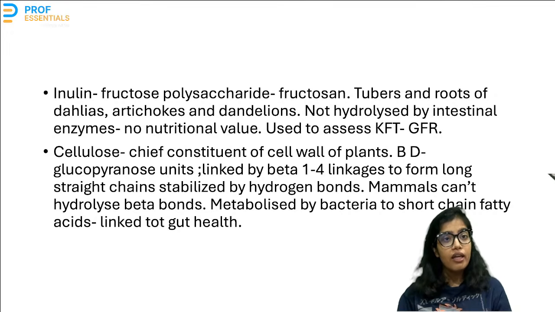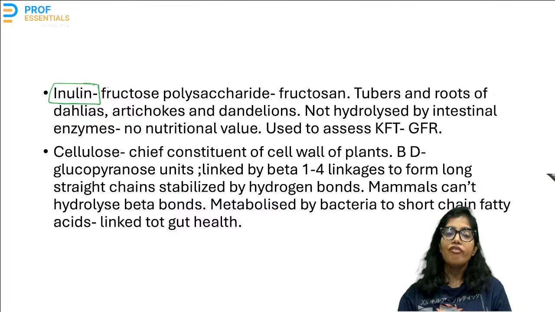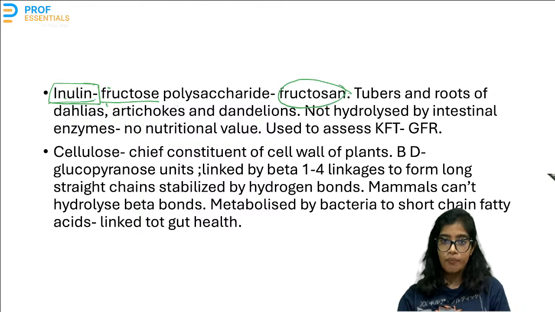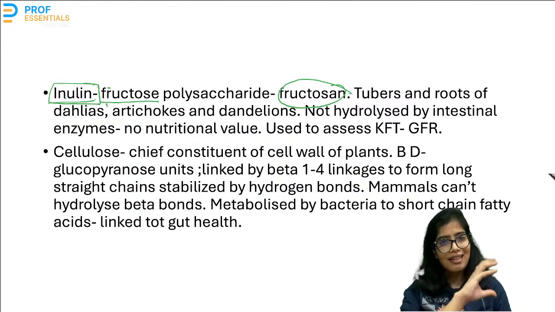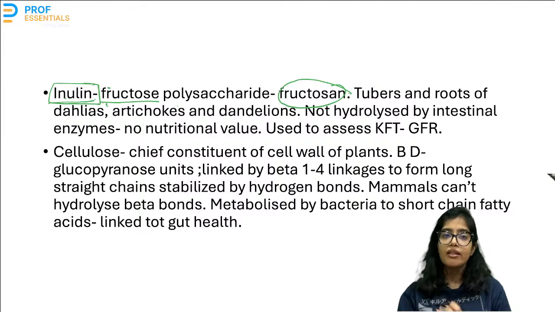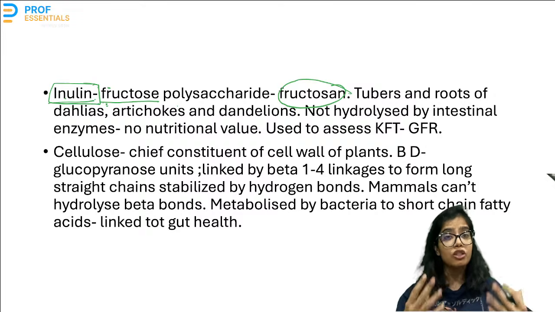Next, inulin. Inulin is extremely different from insulin. Insulin is a protein. Inulin is a saccharide. Inulin is a fructose derivative. It is derived from fructose. Therefore, it is called fructosan. Now the tubers and the roots of plants like dahlia, dandelion, and artichokes contain inulin. Inulin is not hydrolyzed or digested by the human intestinal enzymes. Therefore, it does not have any nutritional value. It is not going to provide any calories. It is only used to form the bulk of the food, that is dietary fiber.